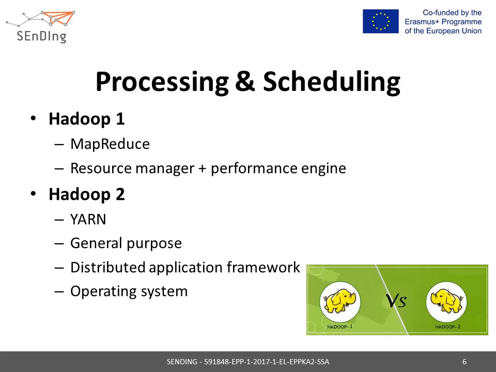Yarn is designed as a general-purpose, distributed application management framework and not as an all-in-one resource manager and performance engine as MapReduce was in Hadoop 1. In fact, quite frequently, Yarn is referred to as the operating system for Hadoop because it performs functions such as maintaining a multi-tenant environment by running batch, interactive and real-time processing engines that can all simultaneously access the same HDFS data, and managing and monitoring application workloads.